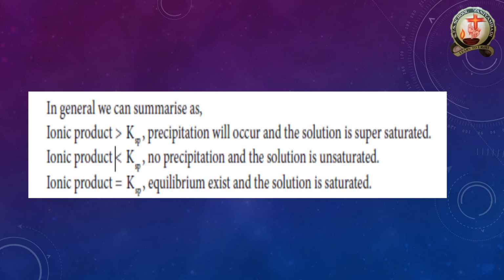If the ionic product is greater than the solubility product, precipitate will occur and the solution gets supersaturated. If the ionic product is less than the solubility product of the sparingly soluble salt, there is no precipitate and the solution is unsaturated. If the ionic product is equal to the solubility product, that is a saturated solution. The best example of a saturated solution is a salt water combination.